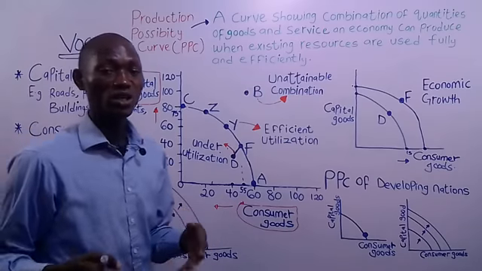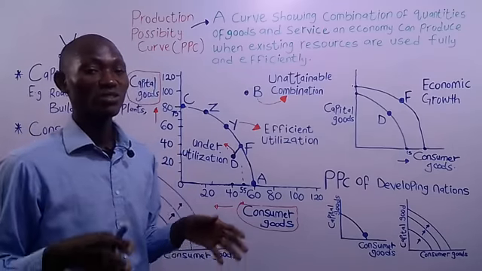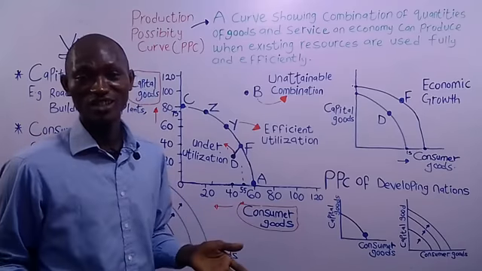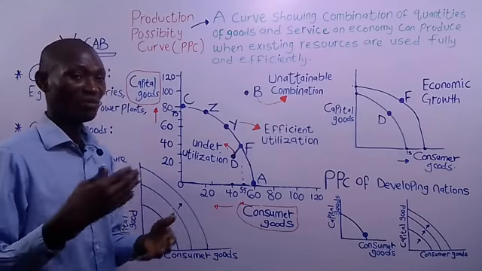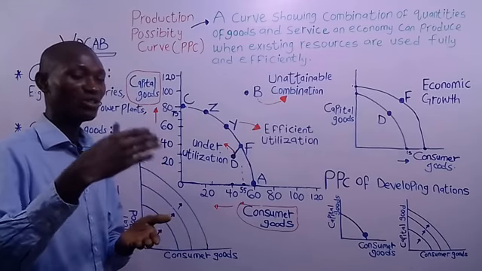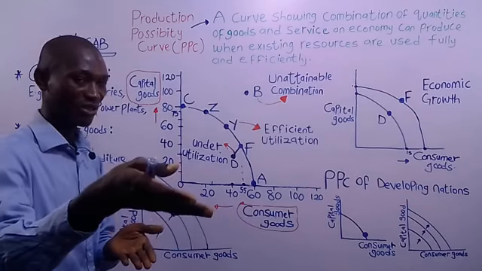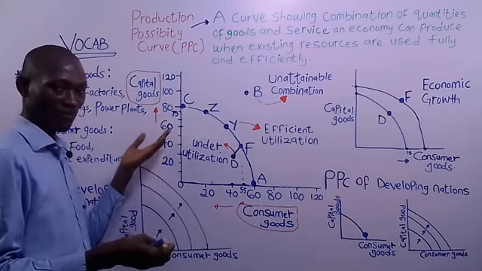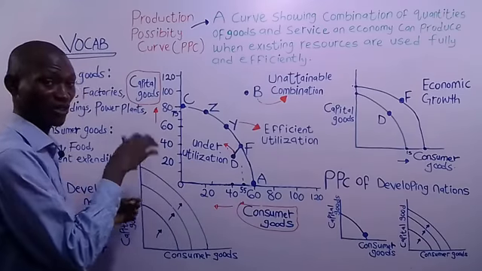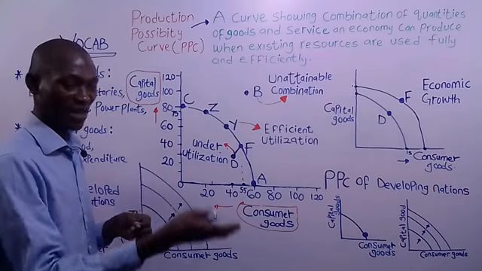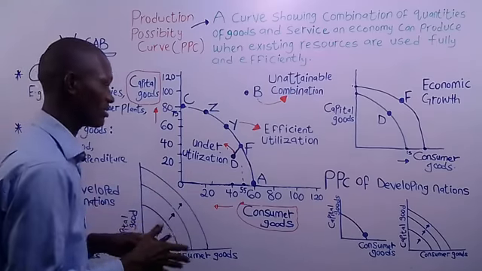And just like Samuelson says, substitution is the law of life in a developed economy, meaning that if you want to produce more capital goods, you have to sacrifice, you have to withdraw resources from consumer goods in order for you to be able to produce capital goods, and vice versa.